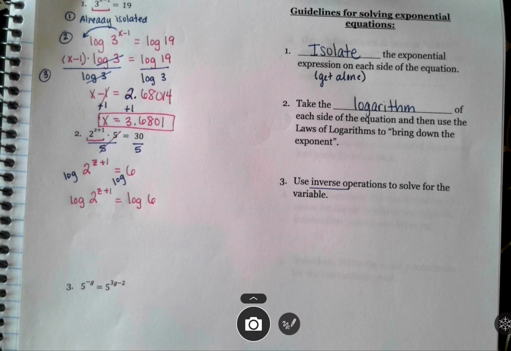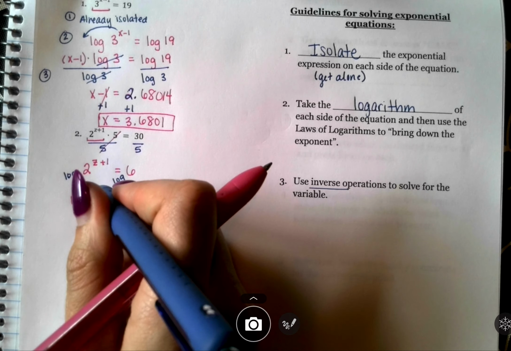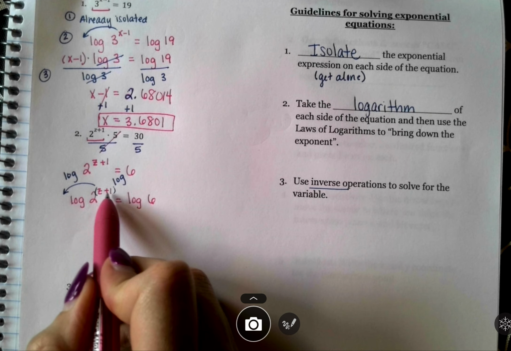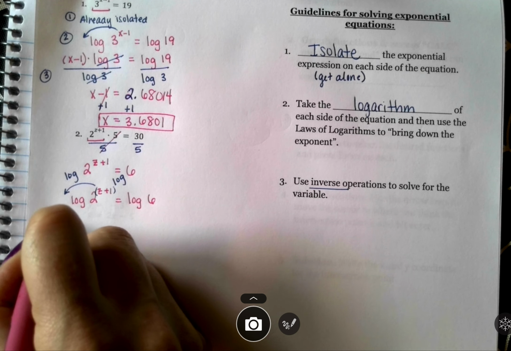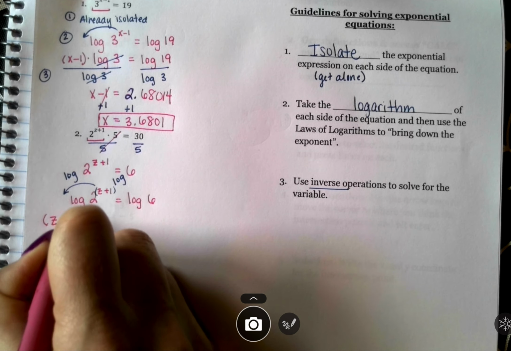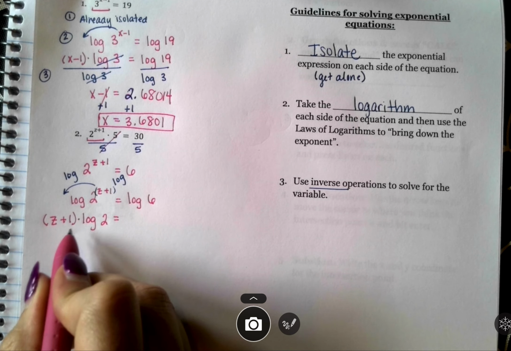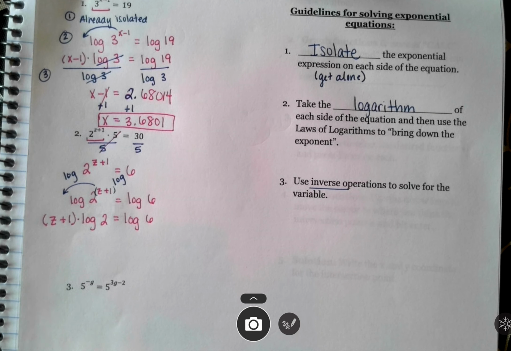Now that I have the logarithm on both sides, I can then bring down my exponent. That's one of my log rules. Again, I want to make sure this is in parentheses when I bring it down because I have 2 terms there in my exponent. So I have z plus 1, and that's my coefficient on log of 2, so it's being multiplied onto log of 2, and it still equals log of 6.